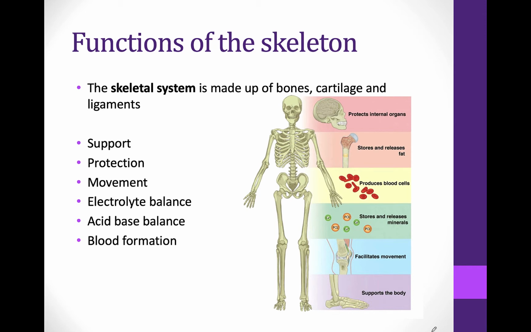The skeleton is essential for movement. If we didn't have something hard for our muscles to pull against, we wouldn't be able to actually move. So in order to move, we need the skeletal system and the muscular system.